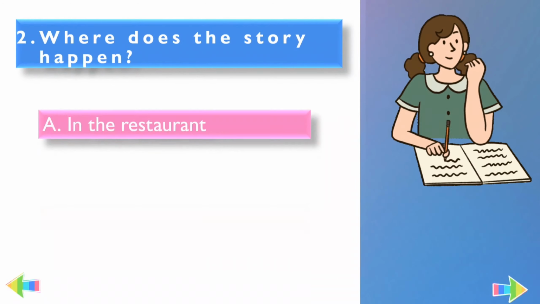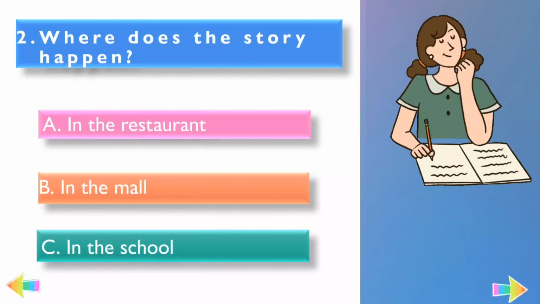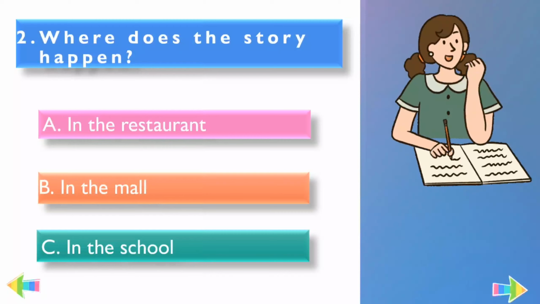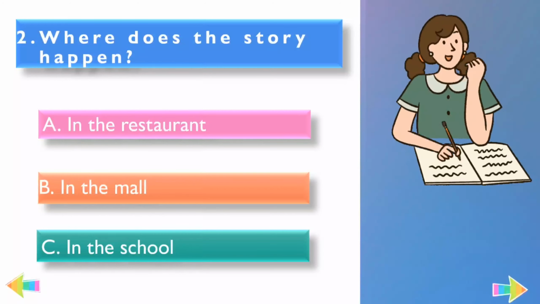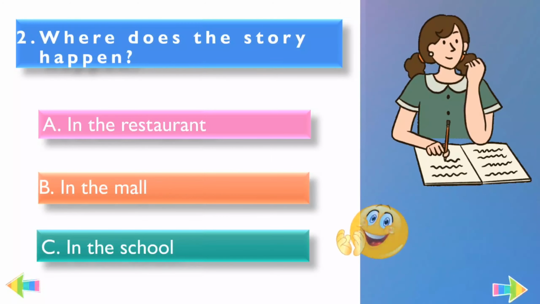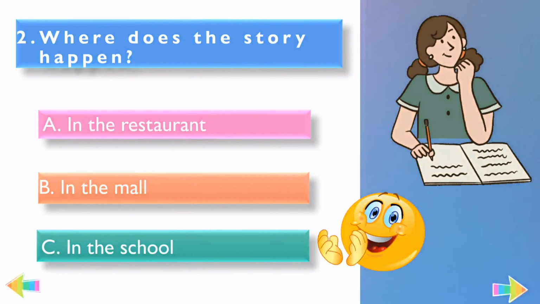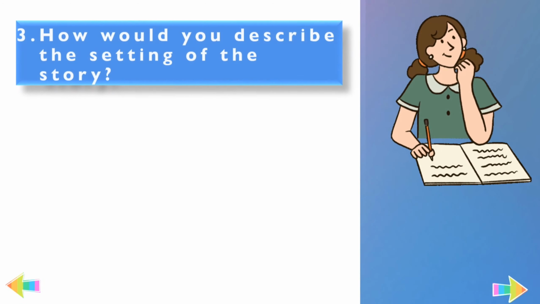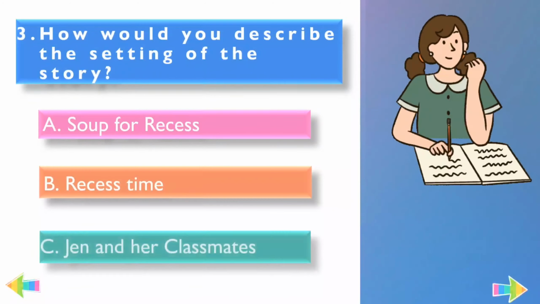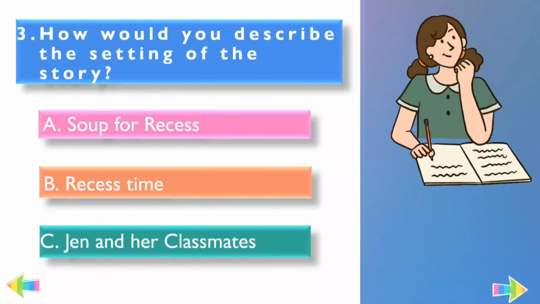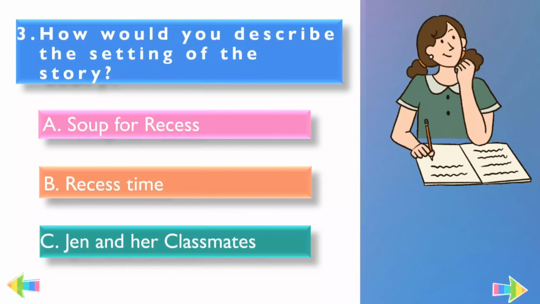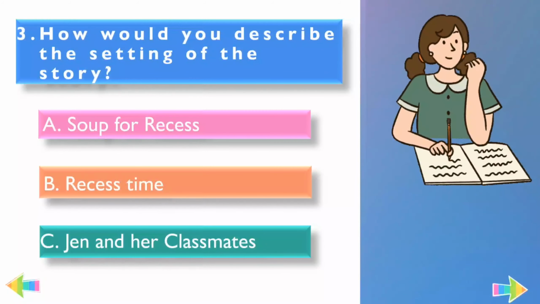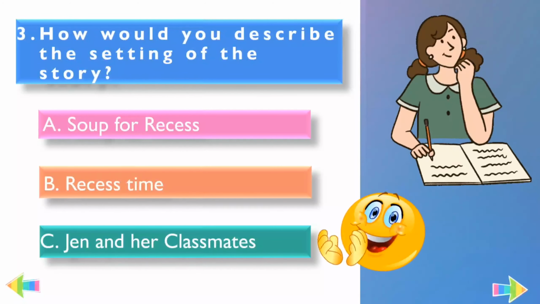Number 2. Where does the story happen? A. In the restaurant. B. In the mall. Or C. In the school. Very good. In the school. Number 3. How would you describe the setting of the story? A. Soup for recess. B. Recess time. Or C. Jen and her classmates. Very good. It's recess time.